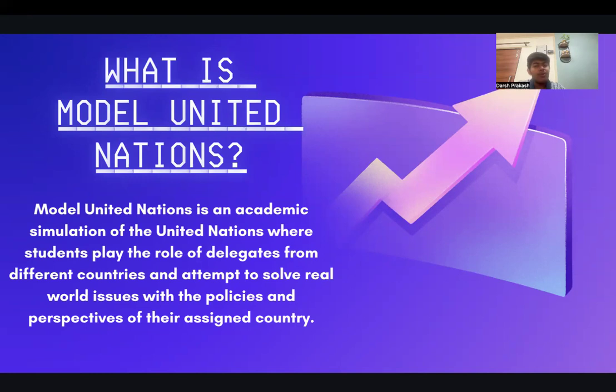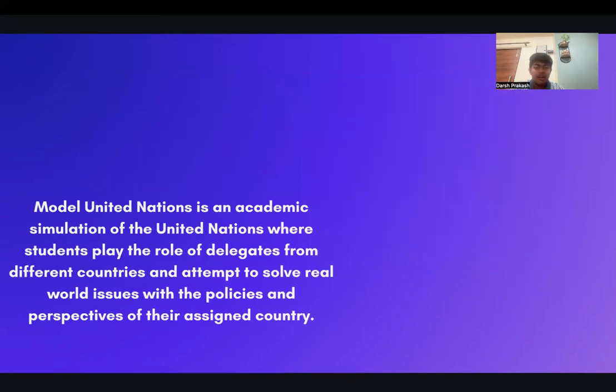A delegate is a person who represents his or her own country. For example, the delegate of India, delegate of Brazil, delegate of USA, etc. And you discuss and deliberate upon different world issues and agendas, right?